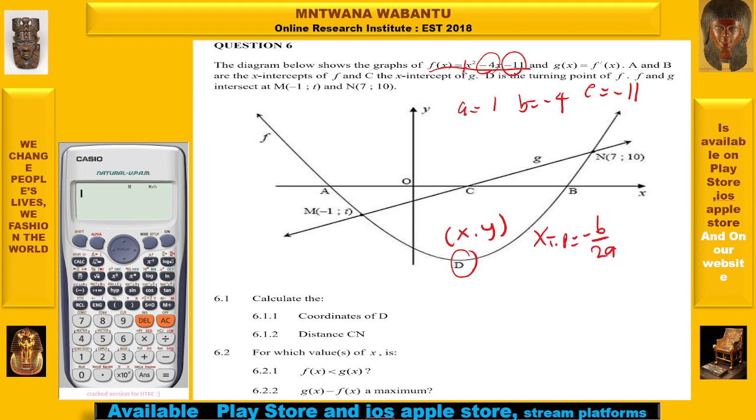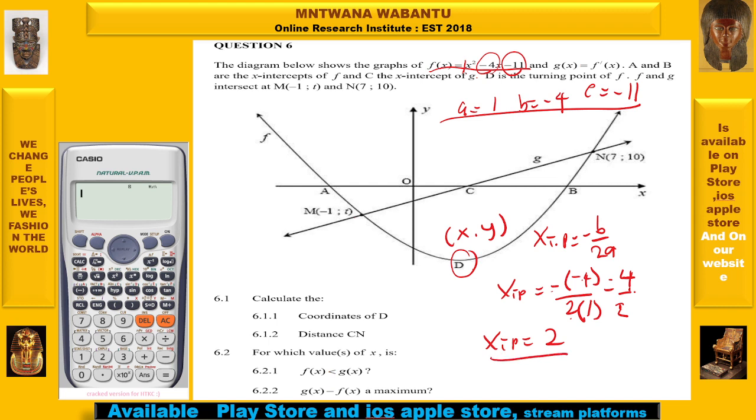You apply the formula. Make sure you write everything. So you say x at turning point equals negative, what is the value of b? b equals negative 4, over 2 times, what is the value of a? a equals 1. You can plug this in a calculator, or you can say negative and negative is positive 4, over 2 times 1 equals 2. So x at turning point equals 4 divided by 2 equals 2. So the value of x at turning point equals 2. We can simply come here and say x equals 2.